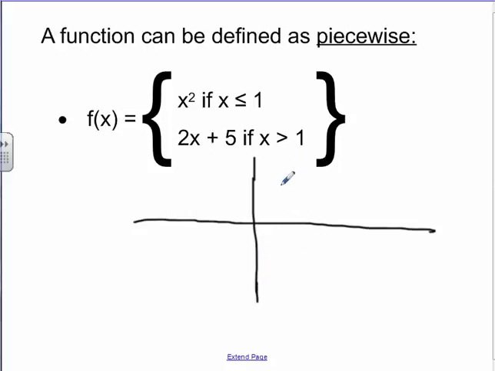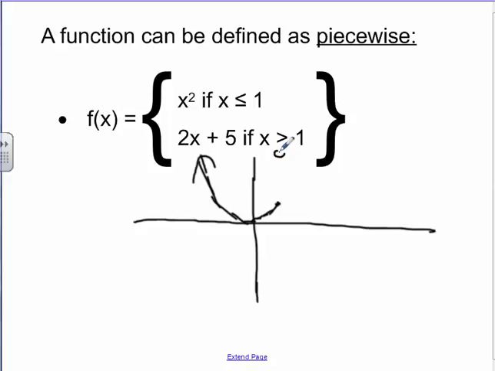If it's 1, then it's an x squared. So let's say 1 goes right here. It's an x squared graph if it's less than 1, so this would be your basic x squared graph. And normally the graph would continue up here, but it won't, because at this point we're going to make it a 2x plus 5 graph. And a 2x plus 5 graph would have a y-intercept up here, and it'd have a slope.